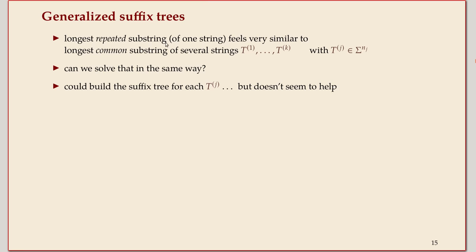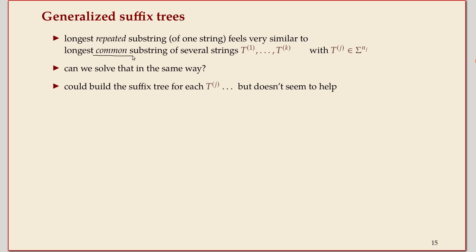The longest repeated substring was fine. Well, I just claim it's similar to the longest common substring of several strings. You'll see in a moment why. So you would hope that we can solve this in the same way. But it doesn't quite work if you just build the suffix tree for each of the texts. We could build the suffix tree for each of the texts separately and then try to play with this, but I'm not aware of a way to make this work.